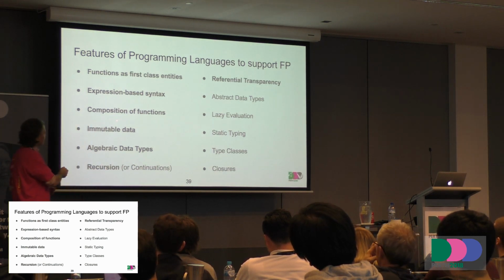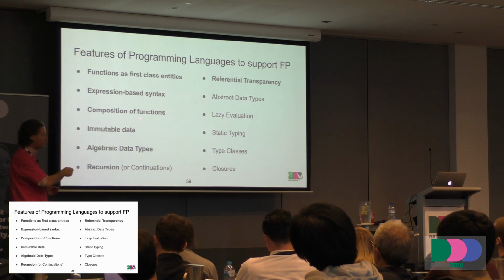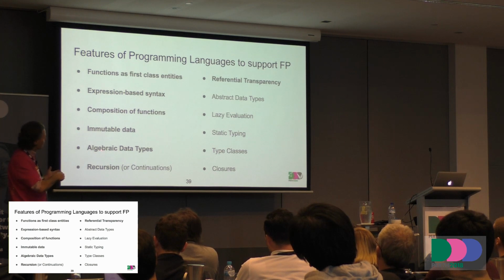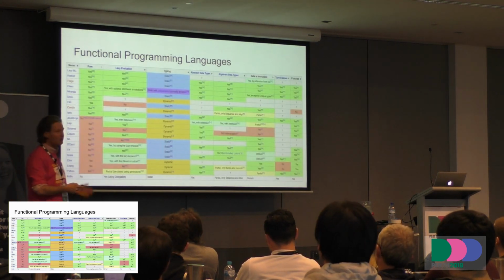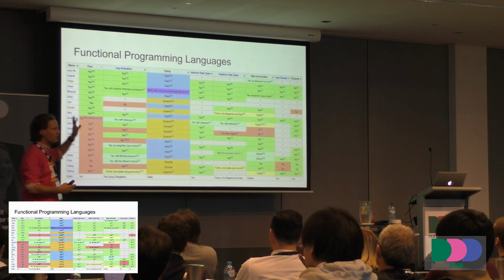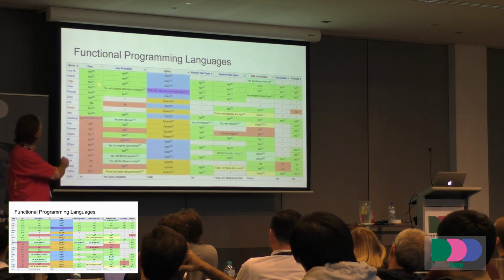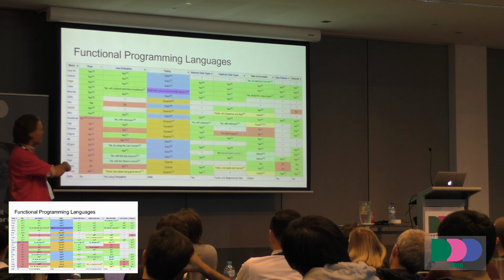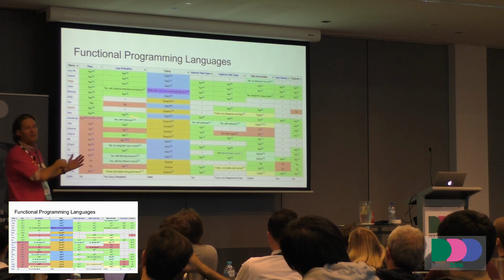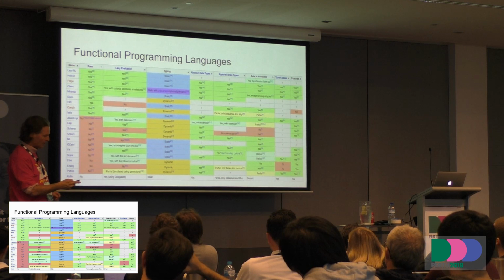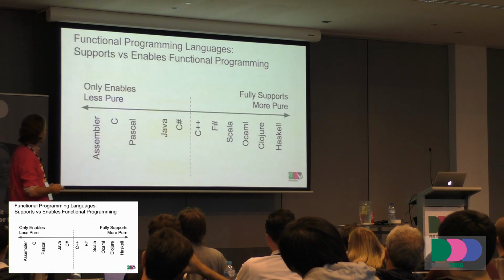I mentioned the expression-based syntax, I mentioned the composition, immutability we'll talk about, algebraic data types we'll talk about, and some other concepts as well. This is a nice chart you can see in Wikipedia. Not going to go into the details, but it shows a number of the pure functional programming languages and impure ones, and what features they share and don't share. So check it out on Wikipedia if you want to compare your functional programming language with other ones.